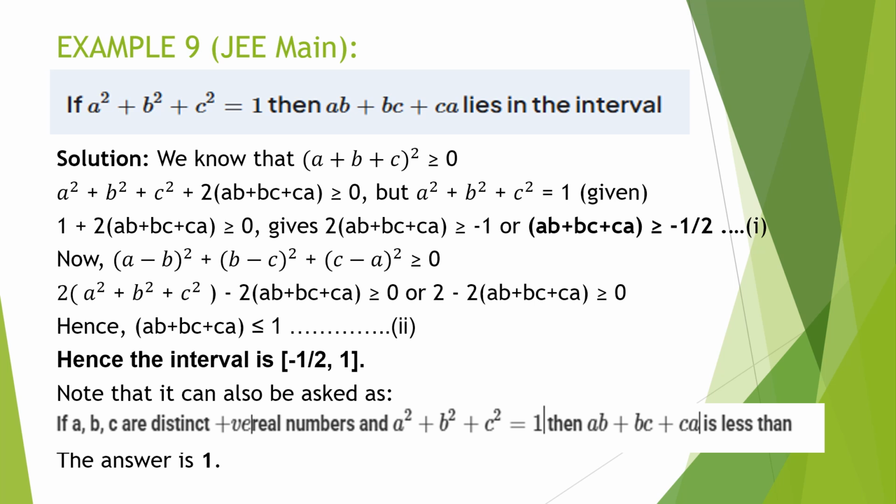It can also be asked as: if a, b, c are distinct positive real numbers and a square plus b square plus c square is equal to 1, then ab plus bc plus ca is less than which value? So from the above interval we can say it is always less than 1. So the answer in this case will be 1.